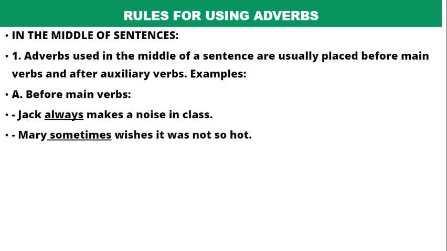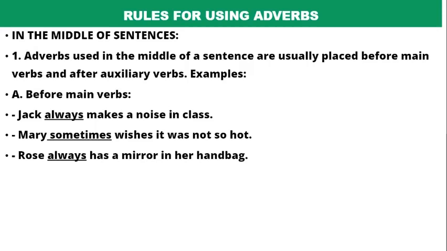The main verb is makes. Another example, Mary sometimes wishes it was not so hot. Sometimes is the adverb coming before the main verb wishes. So when you use an adverb in the middle of sentences, you place the adverb right before the main verb. Okay. Another example, Rose always has a mirror in her handbag. The main verb here is has, and the adverb is always, coming before the main verb.